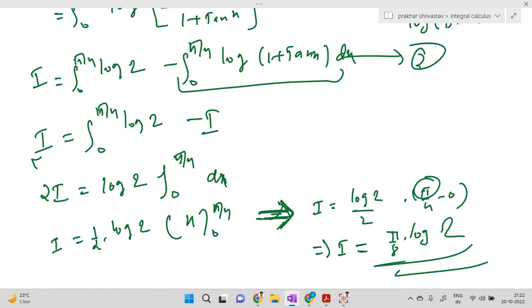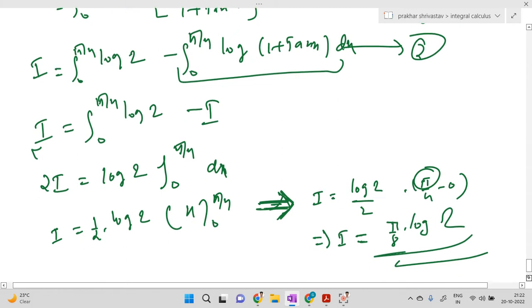Here can we put 2 into pi by 2? No need at all. You can do that, but at first I'll tell you how to do it. You can do that as well, but no need, I guess. So we'll do the question number 16 now because that's for similar kind. Okay, are you getting it?